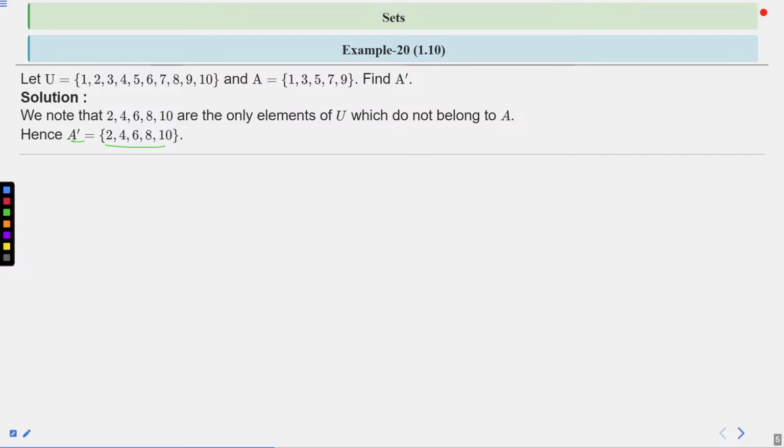Yes, you can define it in set builder form also. You can say you are collecting even natural numbers less than or equal to 10, or strictly less than 11. You can say that. Clear?